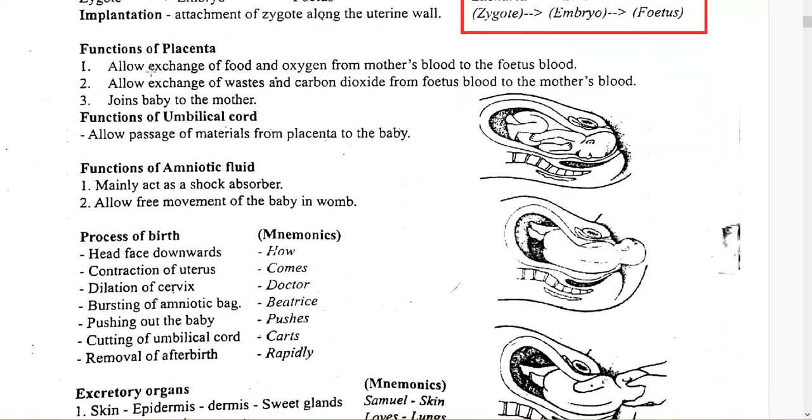Function of the placenta. Function of the placenta is to allow exchange of food and oxygen from mother's blood to the fetus blood. Allow exchange of wastes and carbon dioxide from fetal blood to the mother's blood. Joins the baby to the mother. Function of the umbilical cord is to allow passage of food materials from placenta to the baby. Function of the amniotic fluid mainly acts as a shock absorber. It protects the child. It allows free movement of body in the womb.